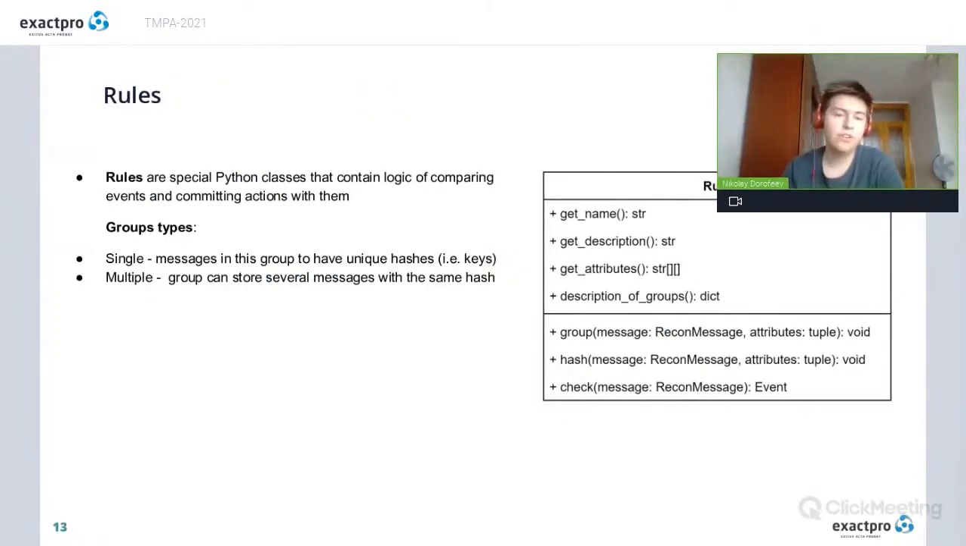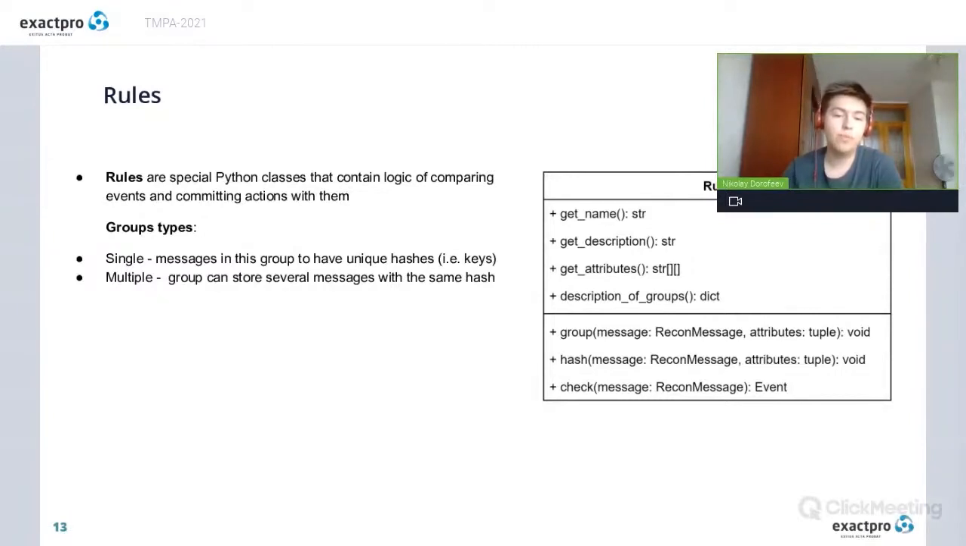The core of the data reconciliation functionality of the described solution is implemented through the concept of rules. Rules are special Python classes that contain the logic of comparing events. Rules need to be defined both on the pod level and as Python code. The working principle behind this class is as follows. For each rule, there are getters associated with the rule name, description, and other attributes to be displayed in the GUI.